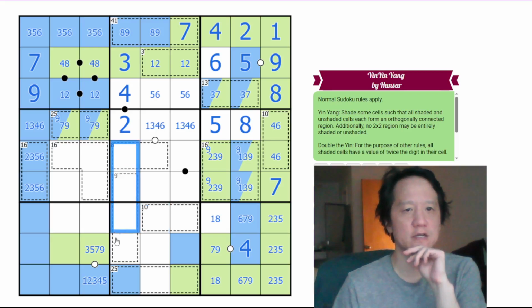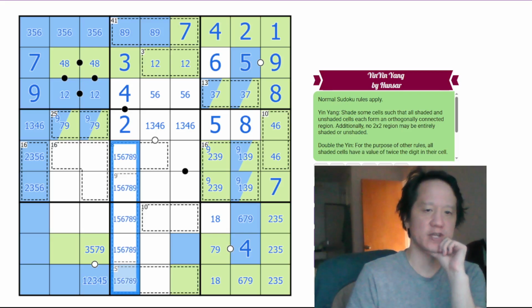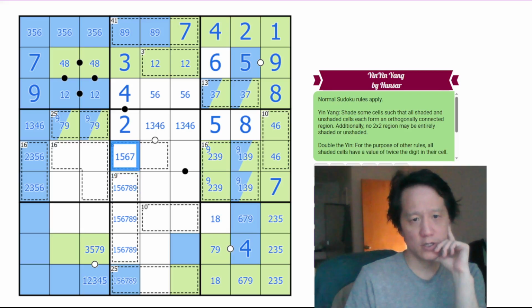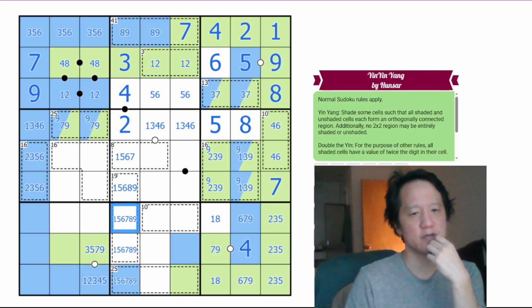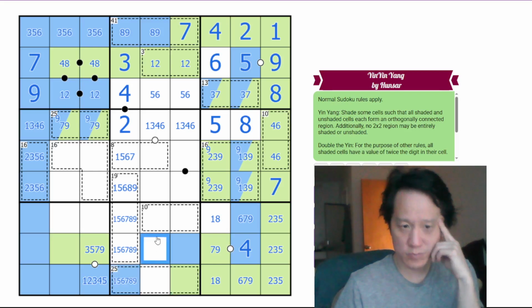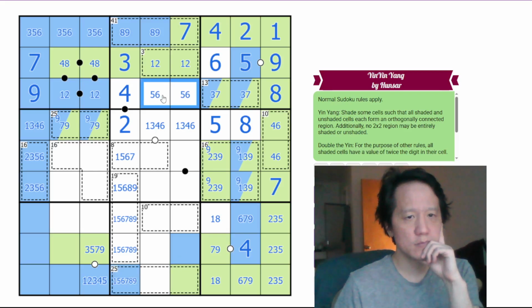Remaining digits in column 4 are 1, 5, 6, 7, 8, 9. Obviously, this cannot be 8 or 9 here, because these two digits add up to 8. This can't be 7. Can this ever be 1 doubled? I guess with like 9 doubled? Yeah, possibly. These have to be the same type.